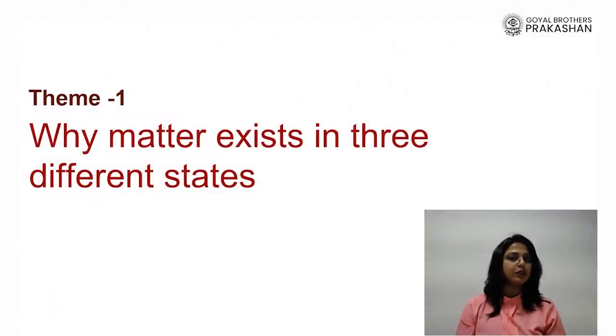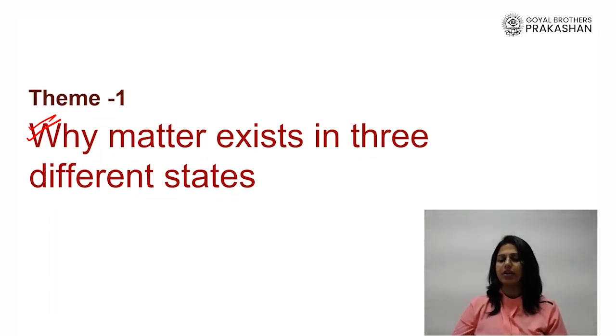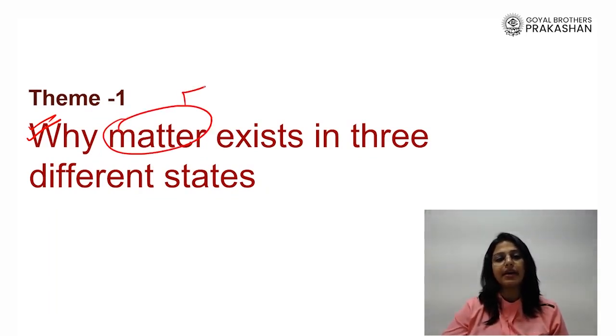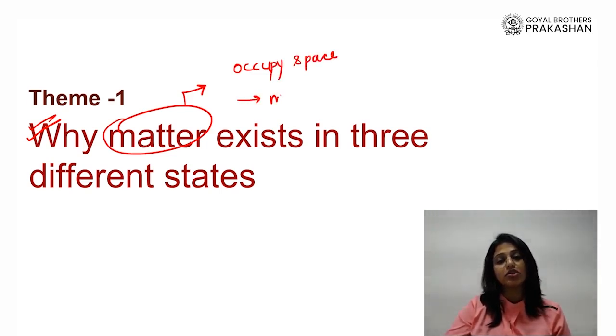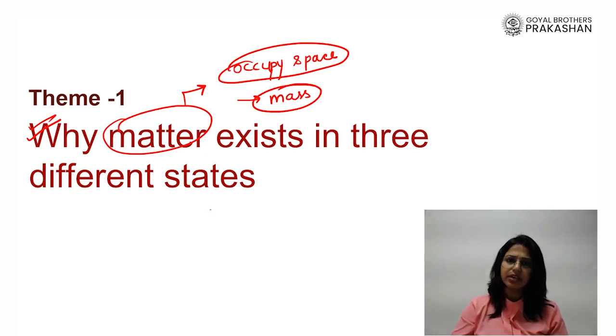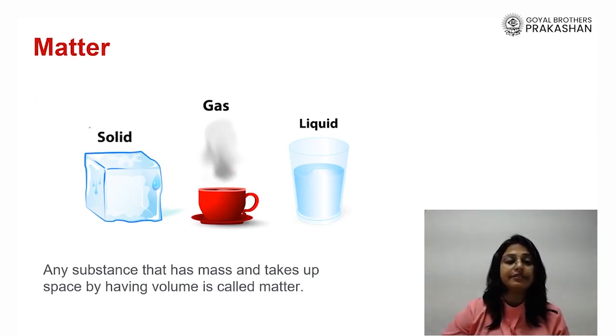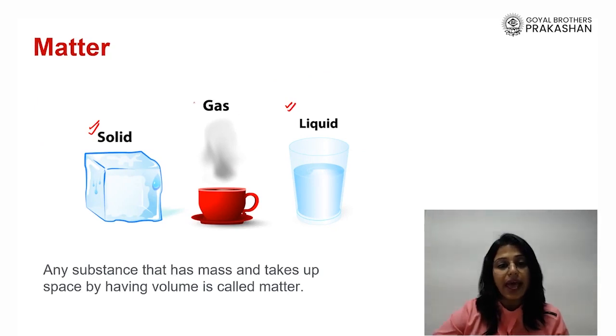In this class, we are going to discuss why matter exists in three different states. Now, when I talk about matter, what is matter, students? Matter is defined as anything that occupies space and has mass, right? So, anything that occupies space and has mass is defined as matter. Matter exists in three different states, as we call them: solid, liquid and gaseous.